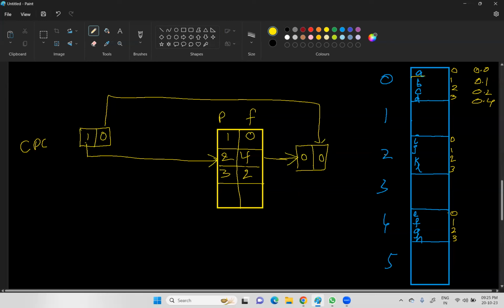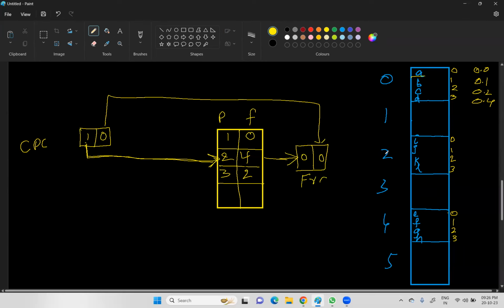Here Vishnu is asking why you are drawing this particular thing, why you are not drawing towards 1. I am trying to say that this page number will be forwarded to the page table. In the page table, it is identified where 1 is. Against 1, you have a frame number, that is 0.